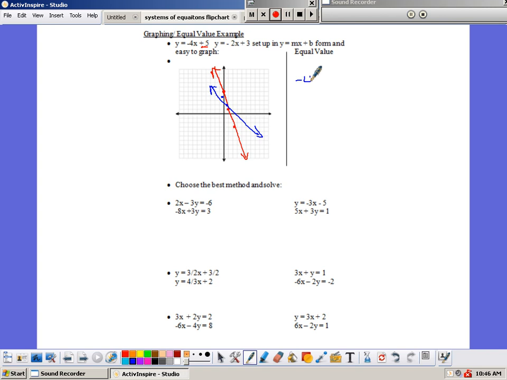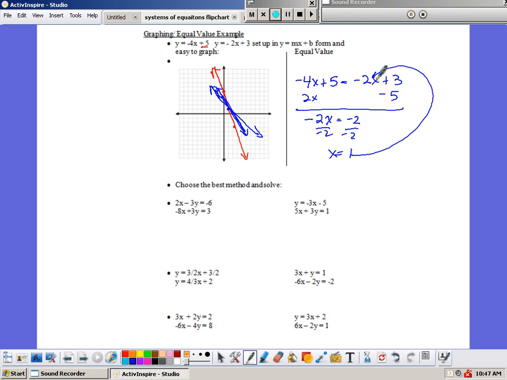Now, if you're not sure where it crosses, do equal value. Take the two and set them equal to each other. If they're both equal to y, then they're both equal to each other. So -2x. So it's a drop 3 and over 1, so it crosses there. That's probably my problem. -2x is equal to -2, divided by -2. X is 1.